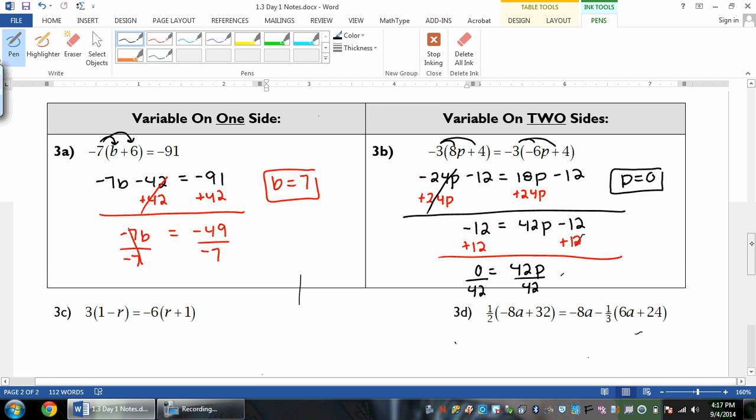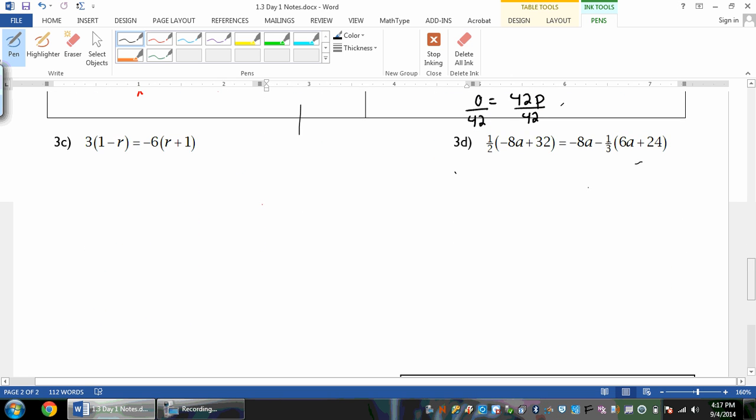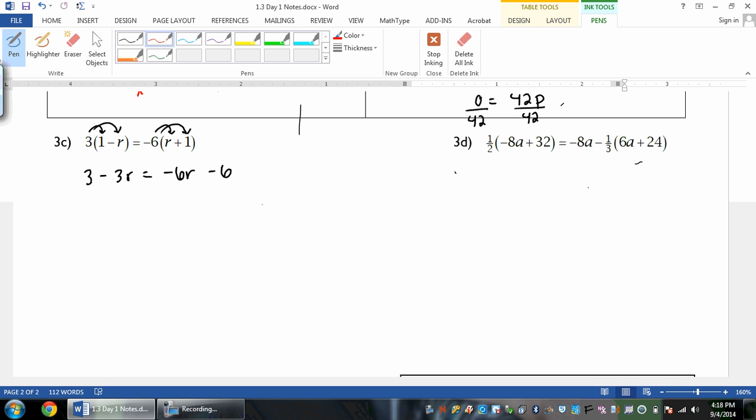Alright, so let's go do some examples. Again, you're always checking to see if you can simplify first. You're either going to simplify by distributing, combining like terms, or sometimes you'll see in a little bit both. So here, I see that I'm going to have to distribute. So I'm going to distribute that positive 3 and get 3 minus 3r on the left. And on the right side of the equal sign, I'm going to distribute that negative 6 to get negative 6r minus 6.